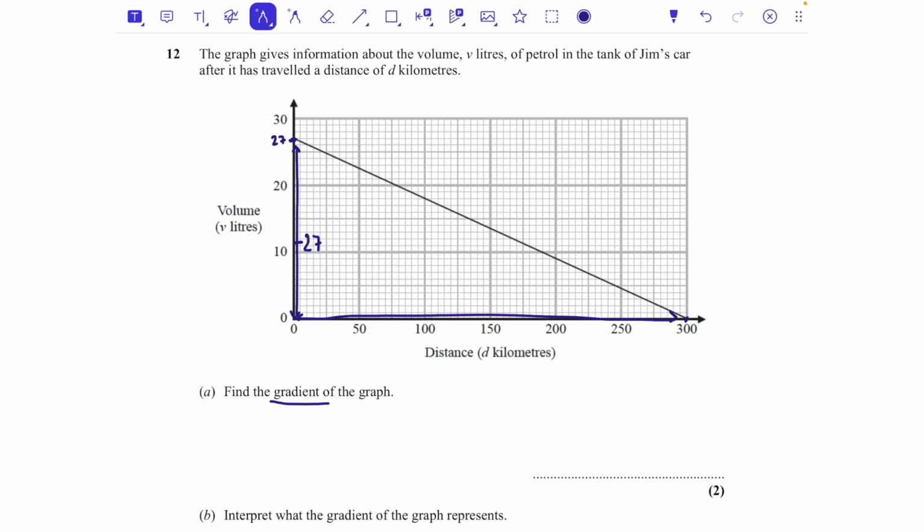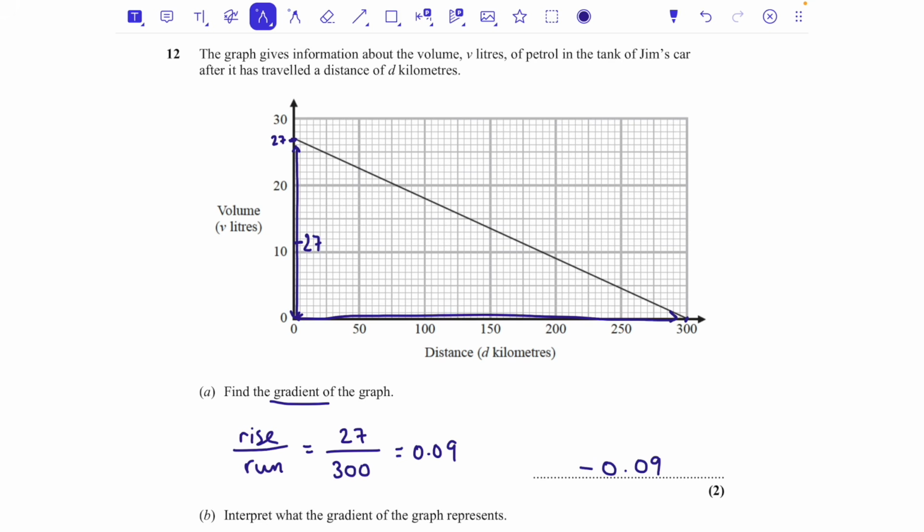Now gradient is rise over run. And you can either just use 27 or minus 27 in 300. As long as you remember at the end, this is a negative gradient. It's coming down. So my gradient is going to be negative here. So if you don't use minus 27, if you just use 27, that's fine. But remember just to have a look at it and think, is this gradient positive or negative? And because it's coming down, it is negative. And that gives me an answer of 0.09. So my answer is going to be minus 0.09.